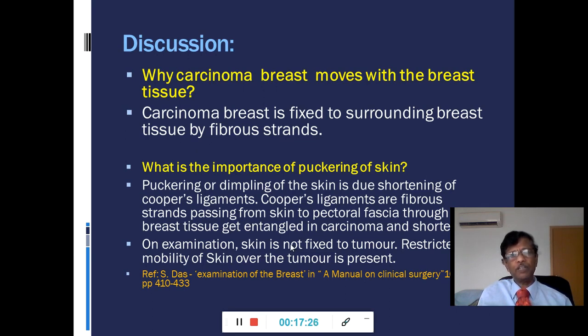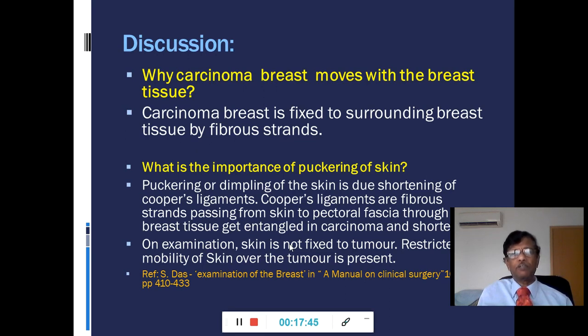It moves freely. That's why it is called a mouse in the breast. Whereas carcinoma, which extends into surrounding tissue with the fibrous strands, is naturally fixed to the breast tissue. I have already told you, the majority of carcinomas will produce fibrous strands, stroma.